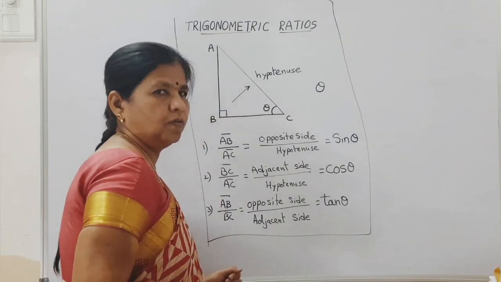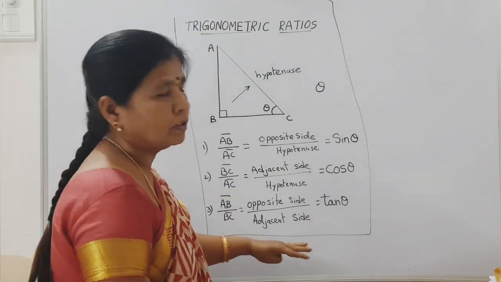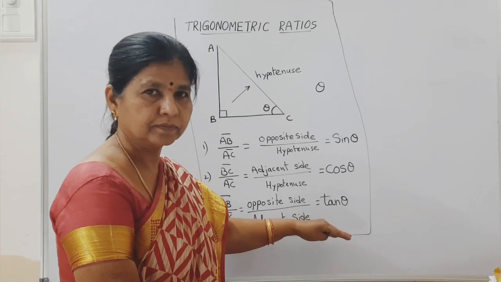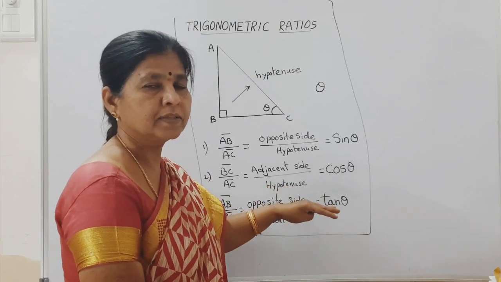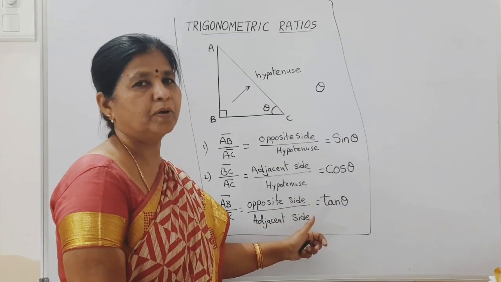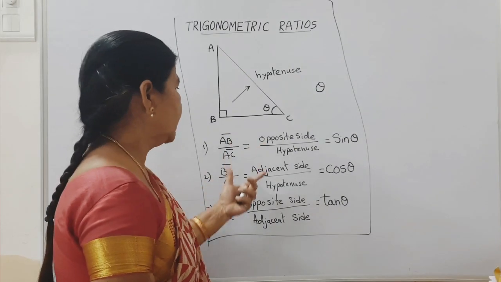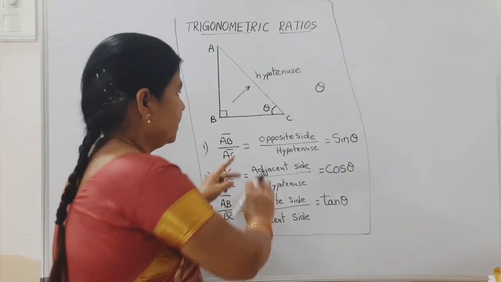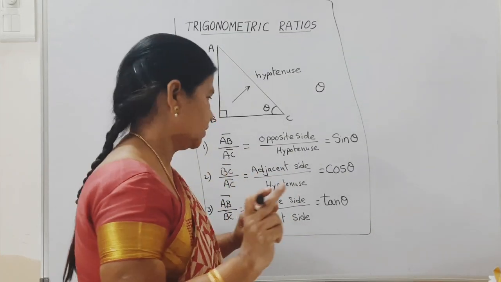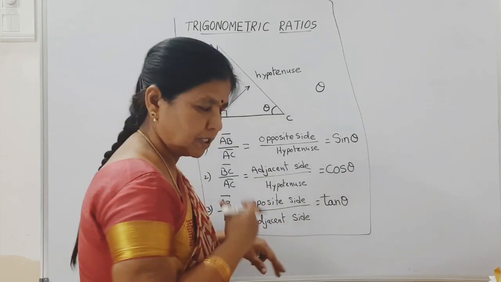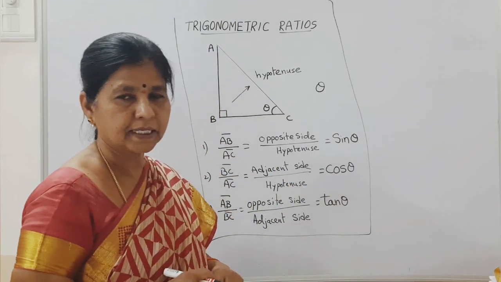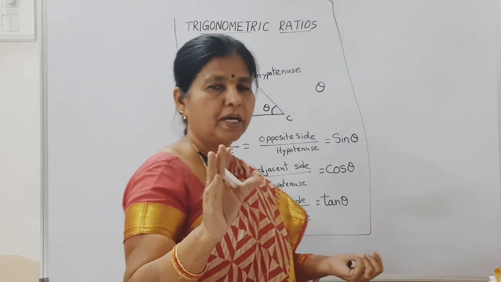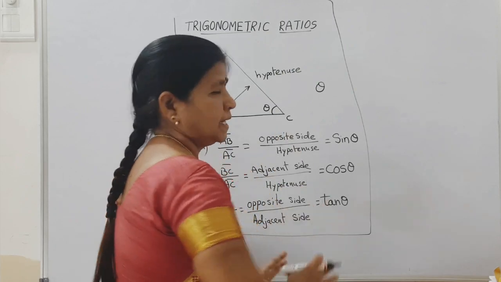This should always be in mind. If we learn just these, we can crack the whole trigonometry chapter. Within seconds we can understand the problem and solve it. But we have to remember these things. Opposite side by hypotenuse gives us sin theta. Adjacent side by hypotenuse gives us cos theta. Opposite side by adjacent side gives us tan theta. Like this we have to remember. We have to keep in mind these three ratios.